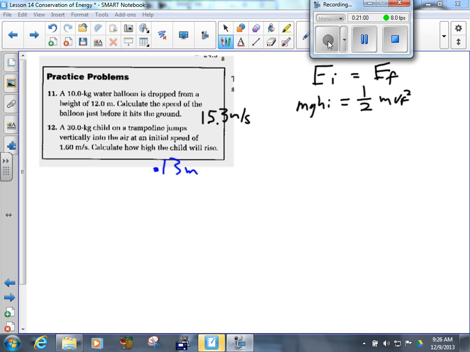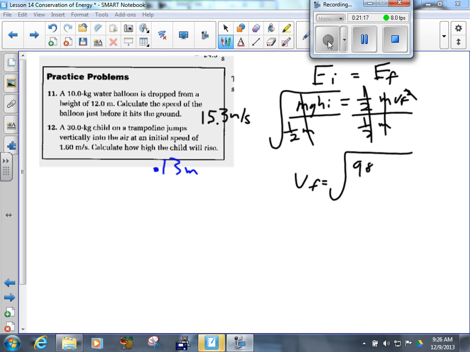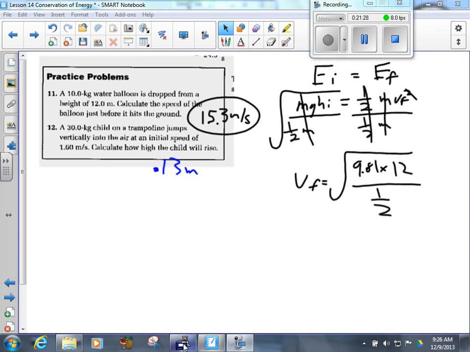I want to find out the speed of the balloon. Is this just like the example we did? Yeah, it is. Finding VF. So divide both sides by 1/2 of m. The m's cancel. Take the square root of that, and I've got VF. So VF is going to equal the square root of 9.81 times 12 over 1/2. And when we do that, we should get 15.3 meters per second.